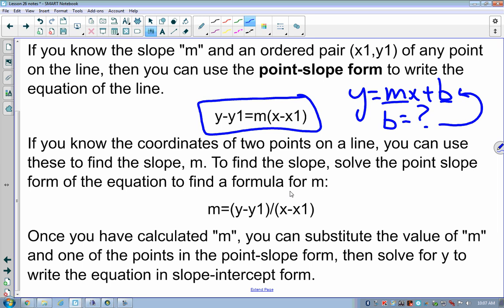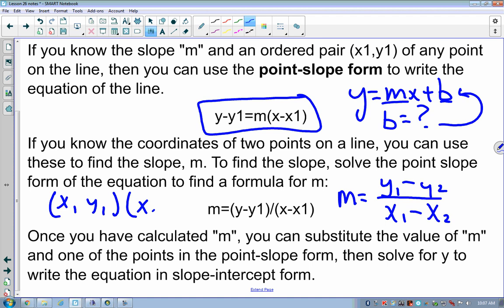Now, it's written like this because I didn't have a whole lot of time, but we would also write it like this, so that we're aware: y1 minus y2 over x1 minus x2. Okay, so that's basically what we're saying. If I have x1, y1, and x2, y2 like this, that's where those things would go in, and I could find the slope.